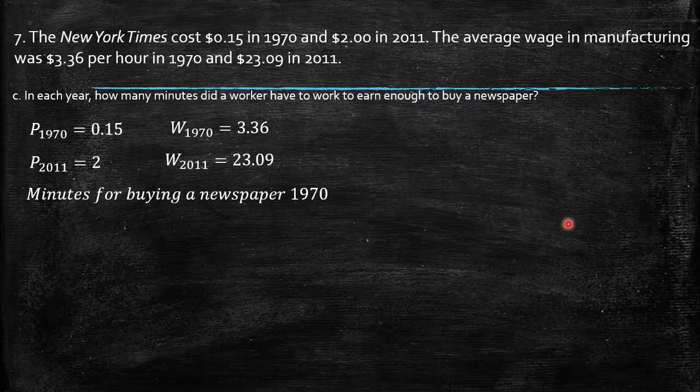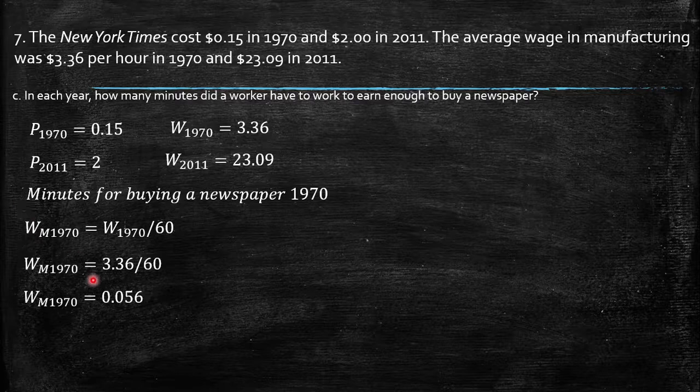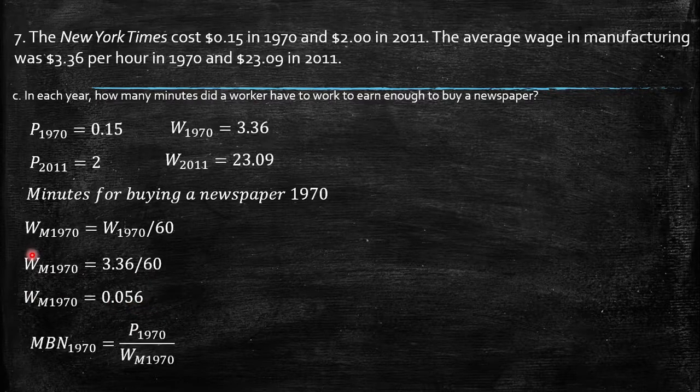First, we're going to start with the minutes for buying a newspaper in 1970. The wage in minutes should be exactly the wage in hours that was already provided by the exercise over 60, because 60 minutes is 1 hour. Then you have 3.36 over 60. Then each minute in 1970 you got 0.056. This is not even a cent, like half of a cent.